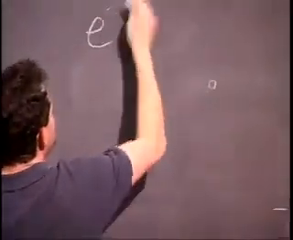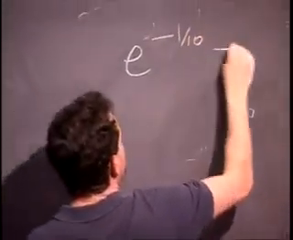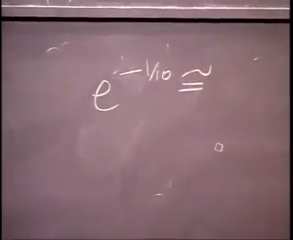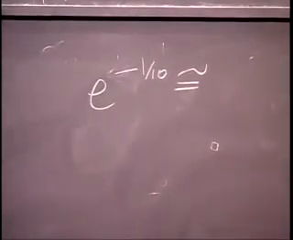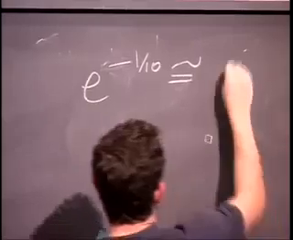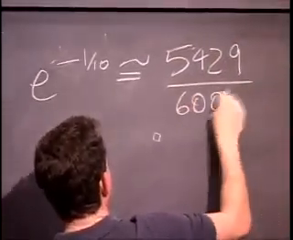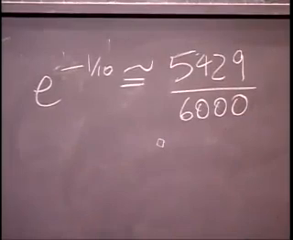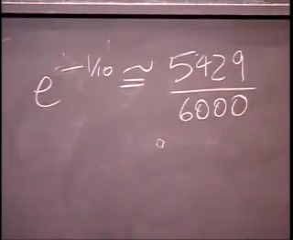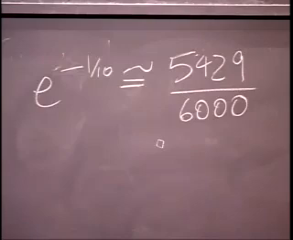In fact, let's write down this approximation again. We saw that e to the minus 1/10 is approximately equal to, and I wrote up the fraction before, 5429 over 6,000. All right. So what can I say about this? Well, that's very good. We saw that they were very close. Now I want to ask you, how close are these things?